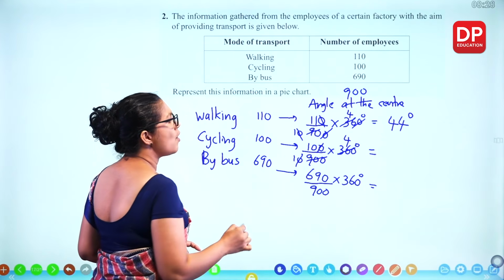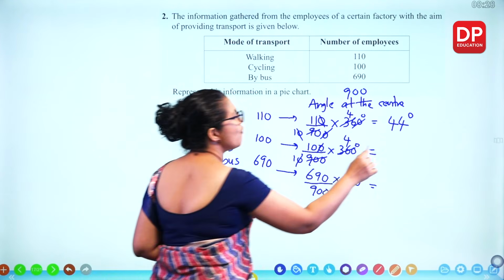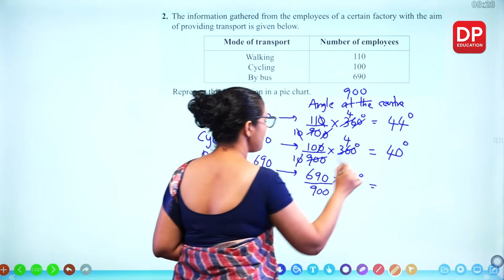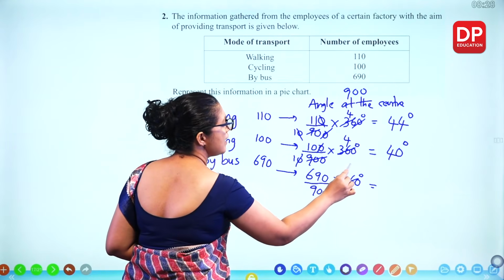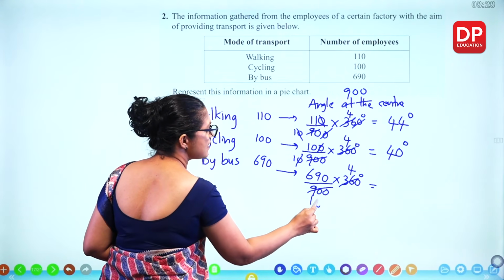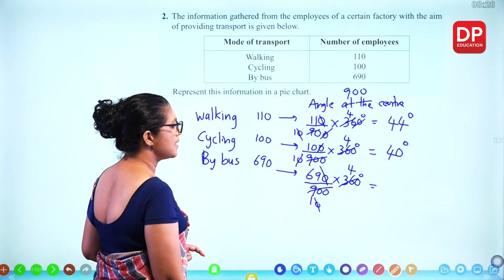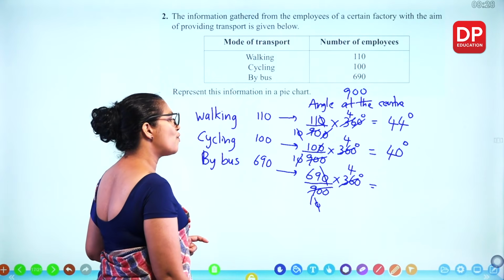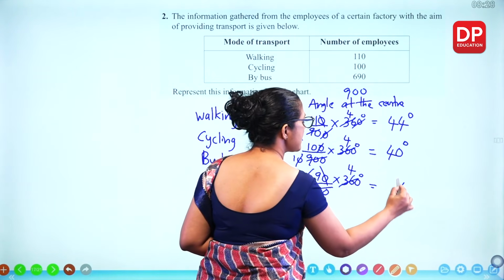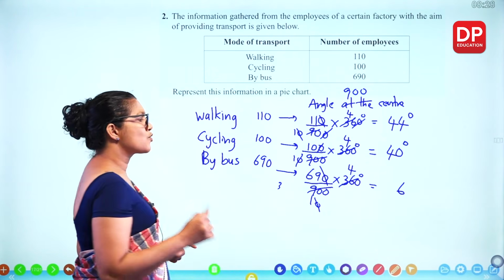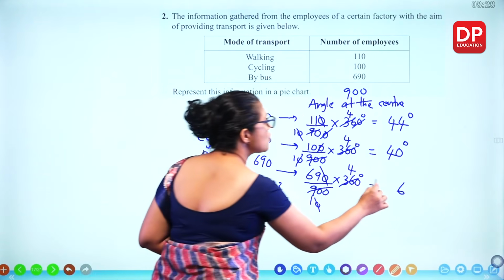0 gets cancelled out. 10 times 4, 40 degrees. This one, again like before, this is 4 and this is 10. Divide by 10, you get 69 into 4. 4 times 9, 36, 3 remaining. 4 times 6, 24, plus 3, 27.